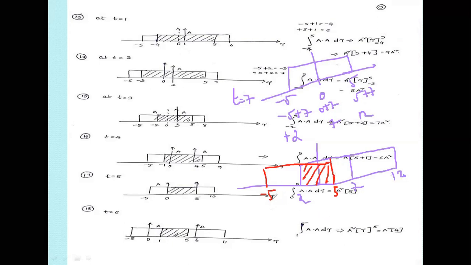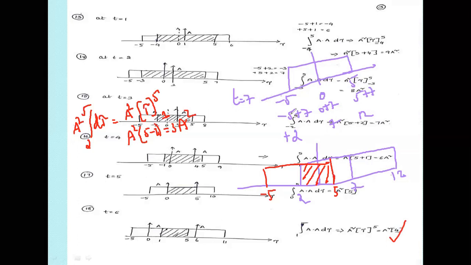So the integral from 2 to 5 of a square d tau is a square into tau, with upper limit 5 and lower limit 2, means a square into 5 minus 2. That gives 3a square. Previously it was 4a square. Still you can move on from t equal to 7.